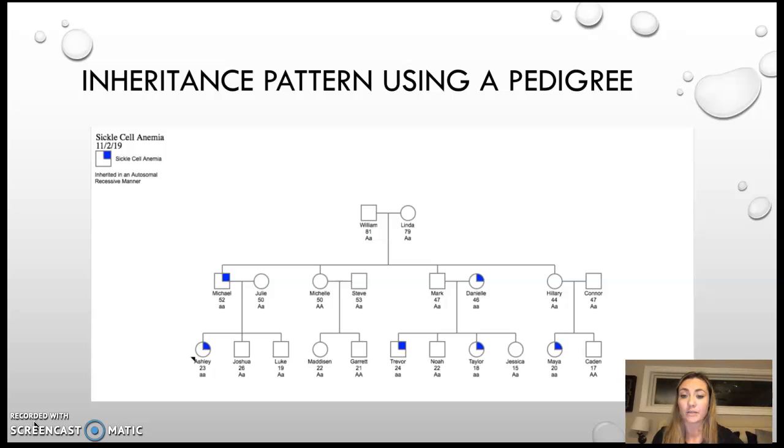So let's look at one more example. So look at the far left of the couple of Michael and Julie, for instance. So Michael has sickle cell anemia, and Julie is a carrier for sickle cell anemia. So their children will have a 50% chance of having sickle cell anemia and a 50% chance of being a carrier for sickle cell anemia.